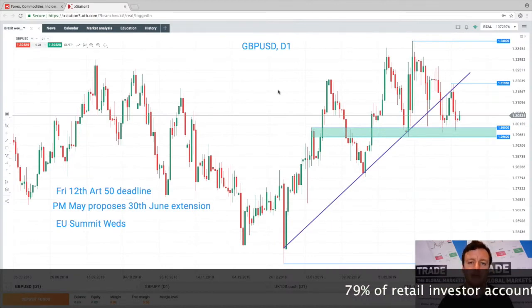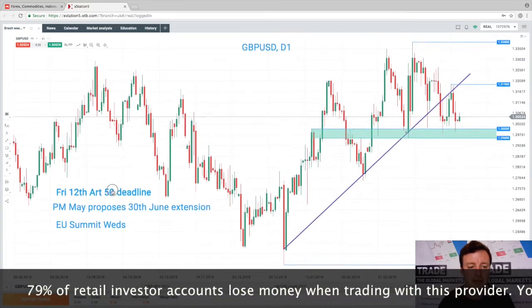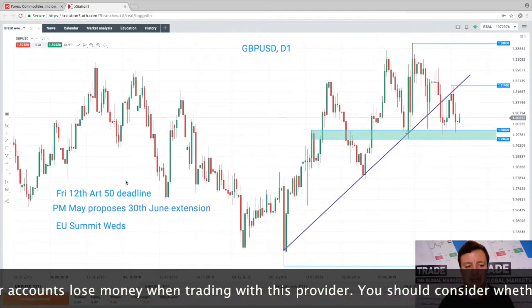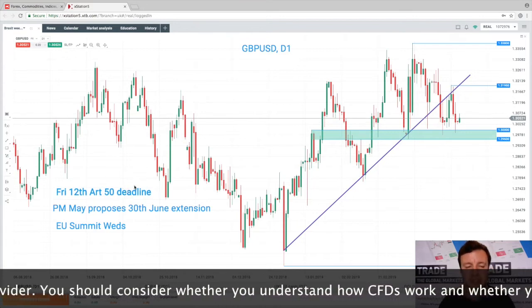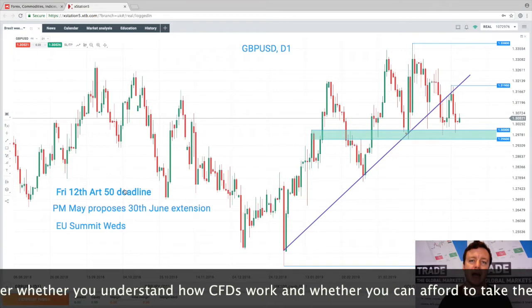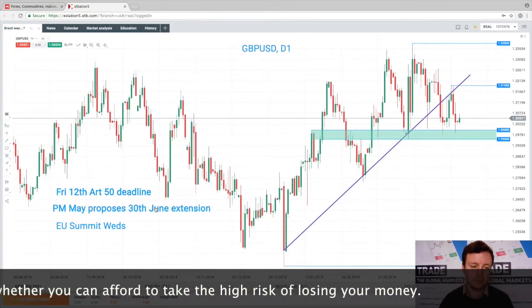Today is Monday the 8th of April and this could be a big week for Brexit with the Article 50 deadline, so that is when the UK is scheduled to leave the EU, coming at the end of the week on Friday the 12th. Now there is a lot of expectation that this deadline will be pushed back after we saw Prime Minister Theresa May propose an extension to the 30th of June.